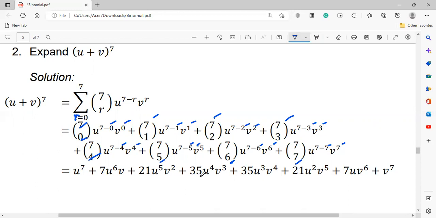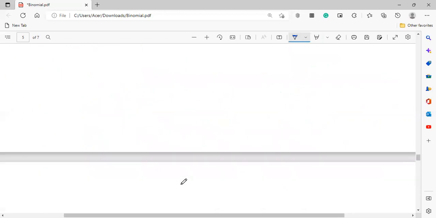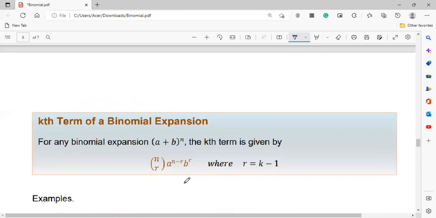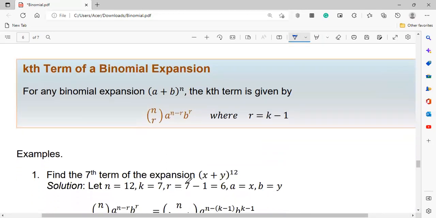7 taken 3 and 7 taken 4 are both 35. Okay? So ito na ang ating expanded form. Now, what if we are interested to find a specific term of a binomial expansion? So, dito naman, hahanapin lang natin yung specific na term na kailangan.